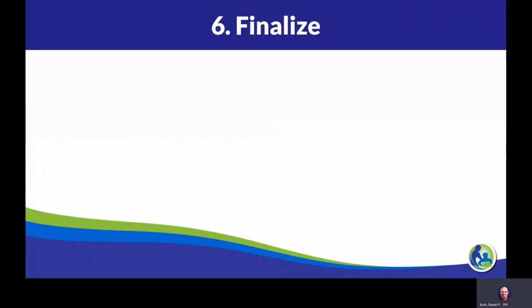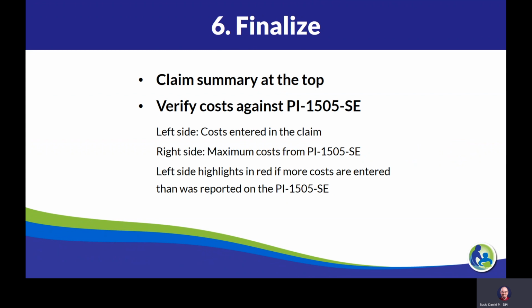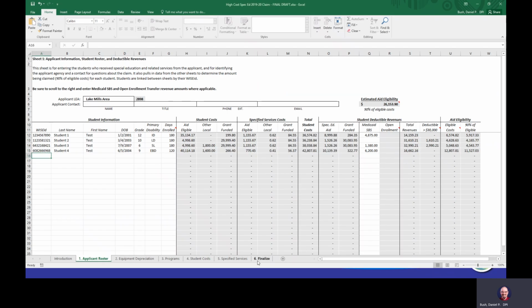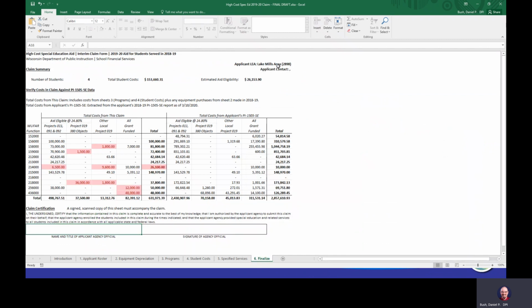The last tab on the claim form is the Finalize tab. The Finalize tab has a quick summary of what else is going on in your claim. It also has a space where you verify costs against what was entered in your PI 1505 SE report. There will be a side-by-side comparison. On the left are all the costs that you've entered in the claim. On the right is the maximum that any of those particular costs can be based on your PI 1505 SE report. And then the left side highlights in red if more costs are entered than were on your PI 1505 SE. As you can see, I randomly chose an applicant, so the costs have really no relation to what showed up on their 1505 SE.